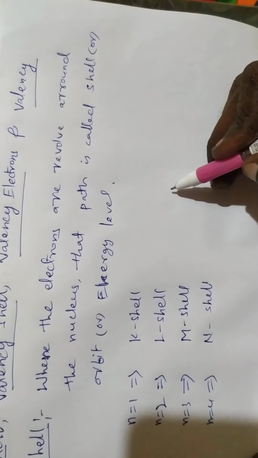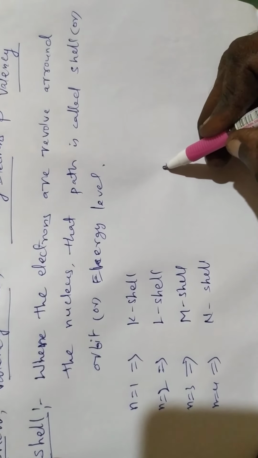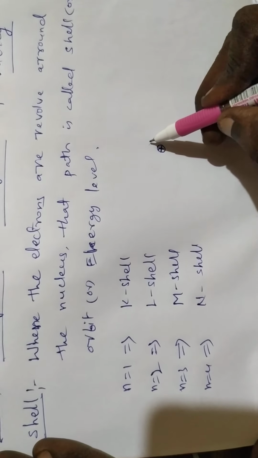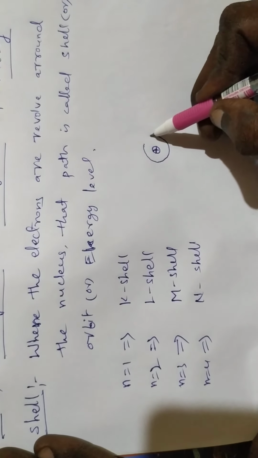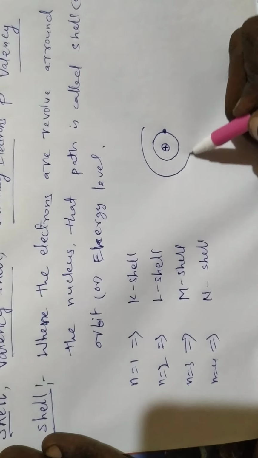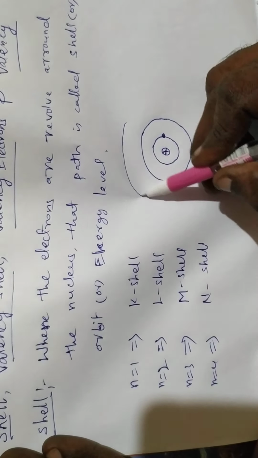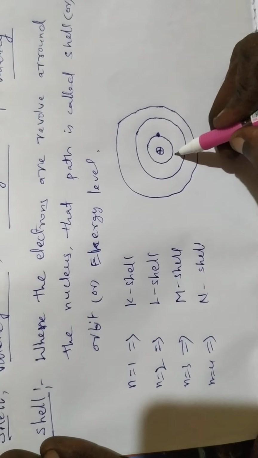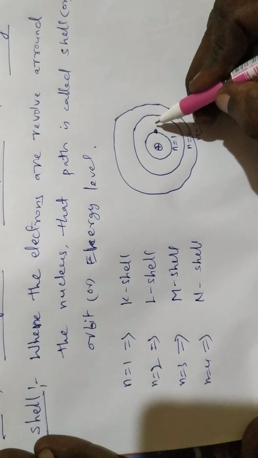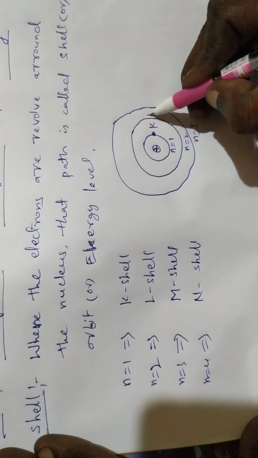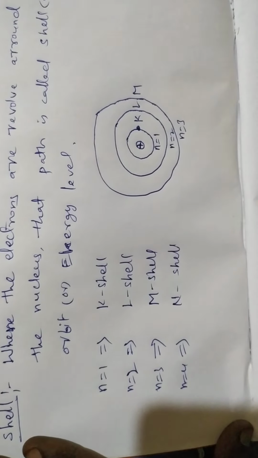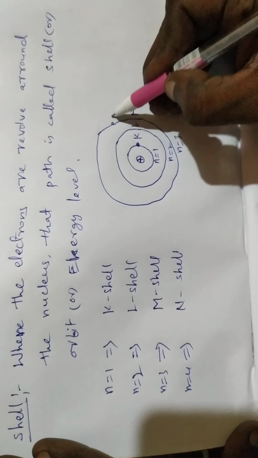So this is the nucleus. The nucleus has a positive charge. Around the positive nucleus, orbits are present. In the orbits, electrons revolve around the nucleus like this. These are orbits. So this is n is equal to 1, n is equal to 2, n is equal to 3. The n is equal to 1 shell is called the K shell, n is equal to 2 is called the L shell, n is equal to 3 is called the M shell, and n is equal to 4 is called the N shell. These are shells. Here electrons revolve in these shells.